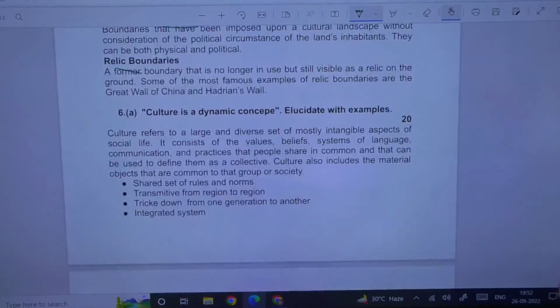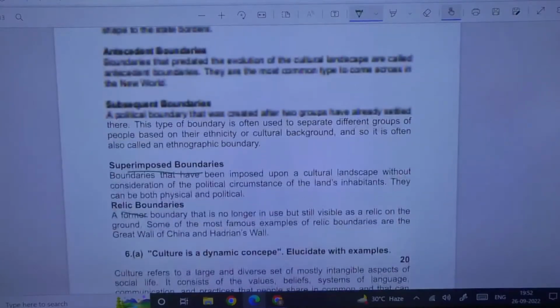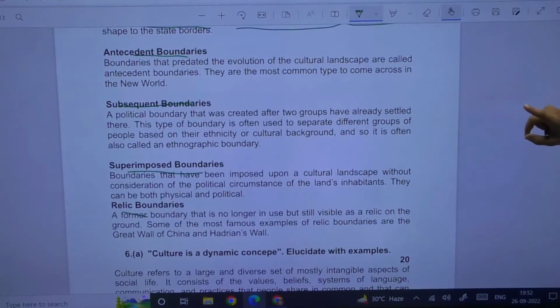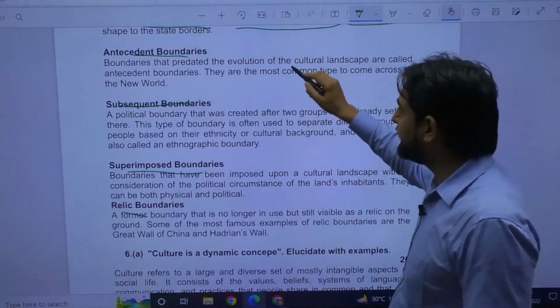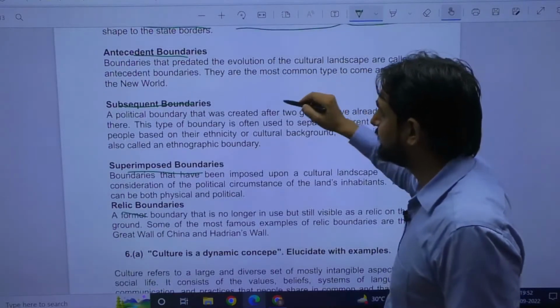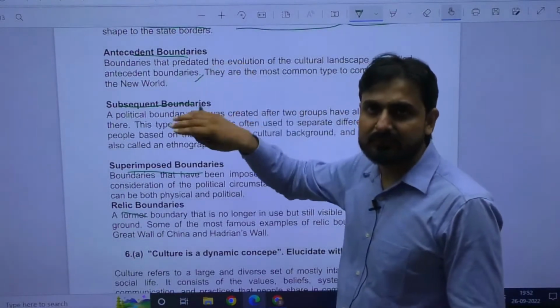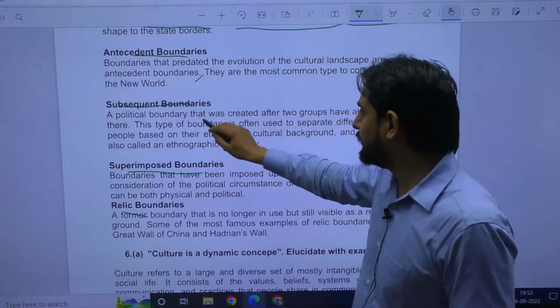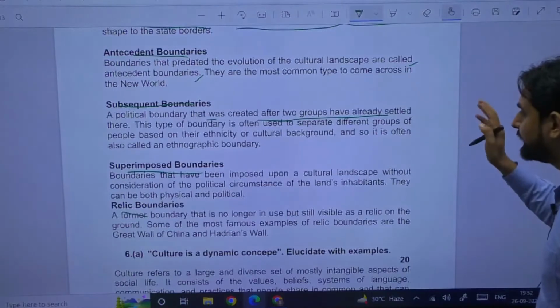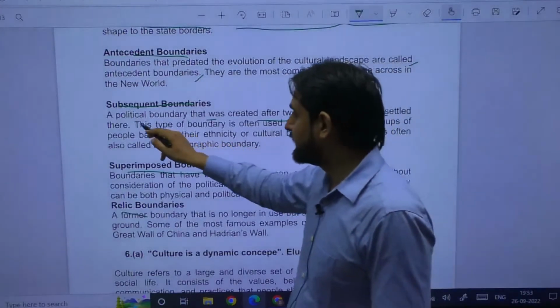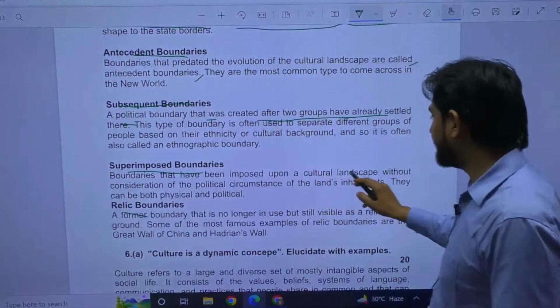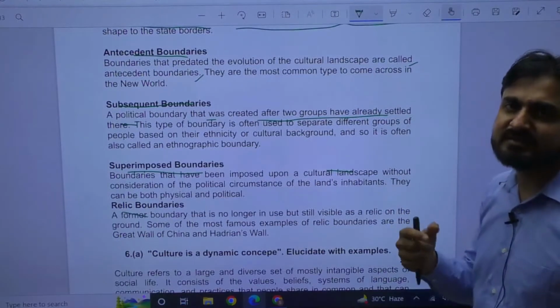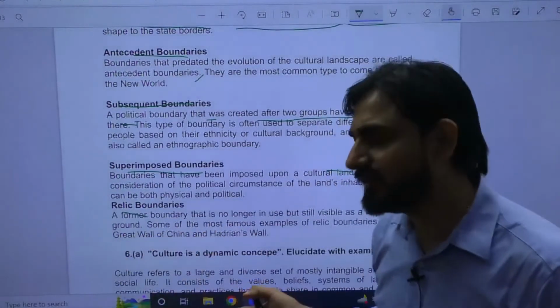So boundaries: antecedent boundaries predate the evolution of cultural, generally culture-based boundaries. Subsequent boundaries are political boundaries created after two groups have already settled there. Superimposed boundaries means one culture superimposed over another culture.